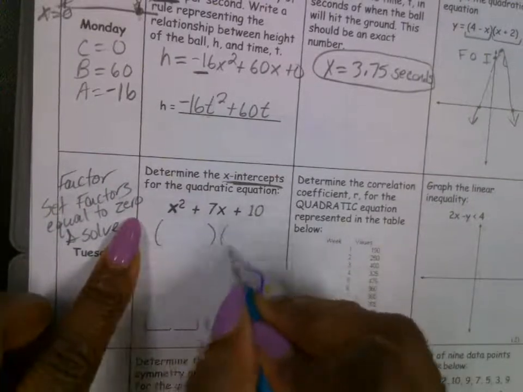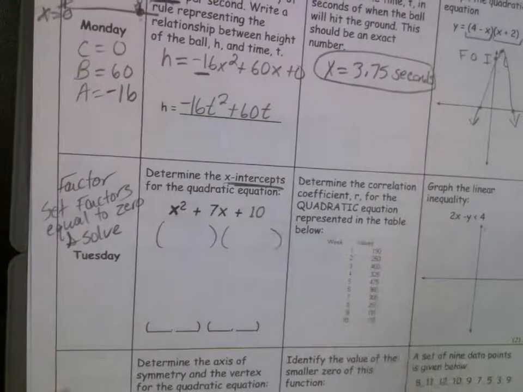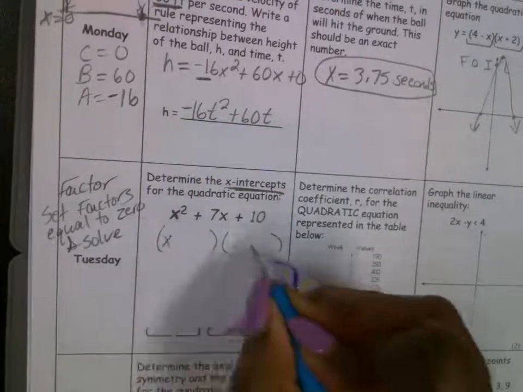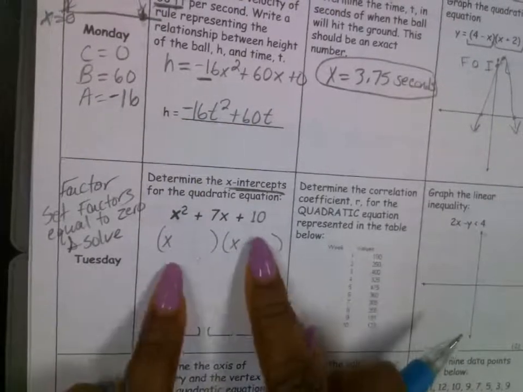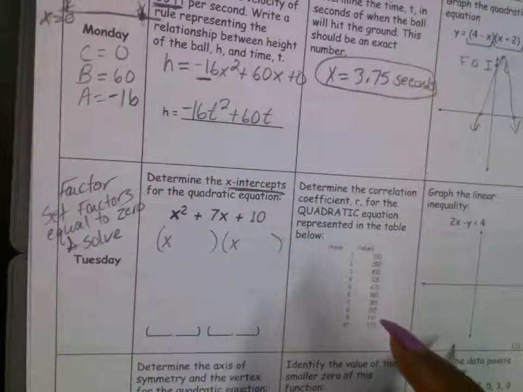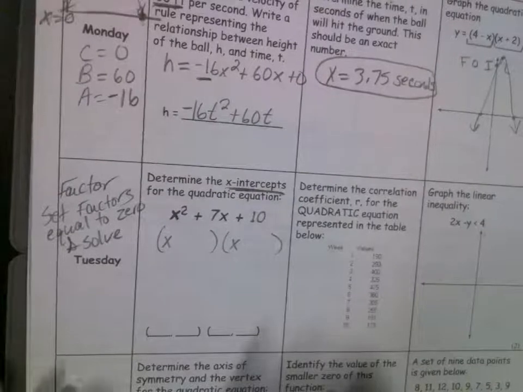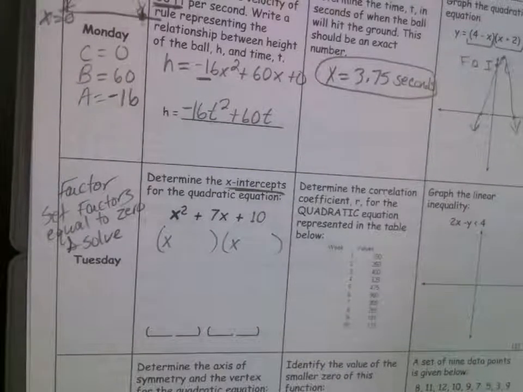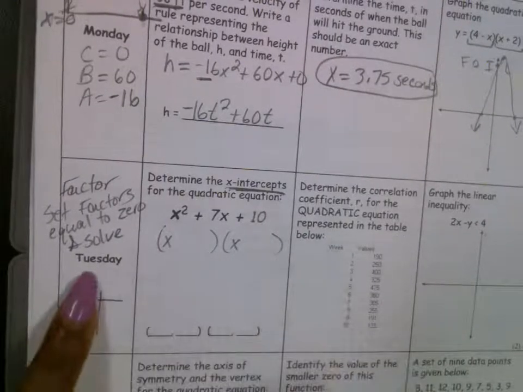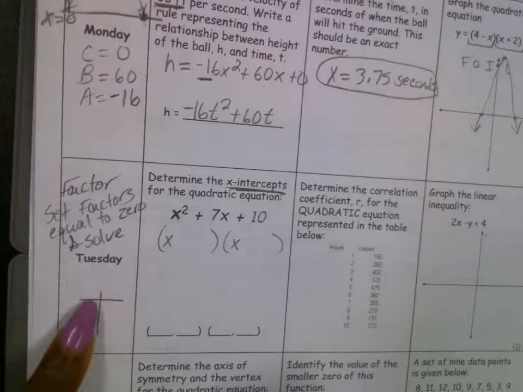I'm going to have 2 binomials. What am I going to put in each binomial? Yes, I'm going to put x in each. So this is x and this is x. How do I figure out what to put here? What am I going to do? Yes, you do a t-chart. All right, so what number goes in this first column here?